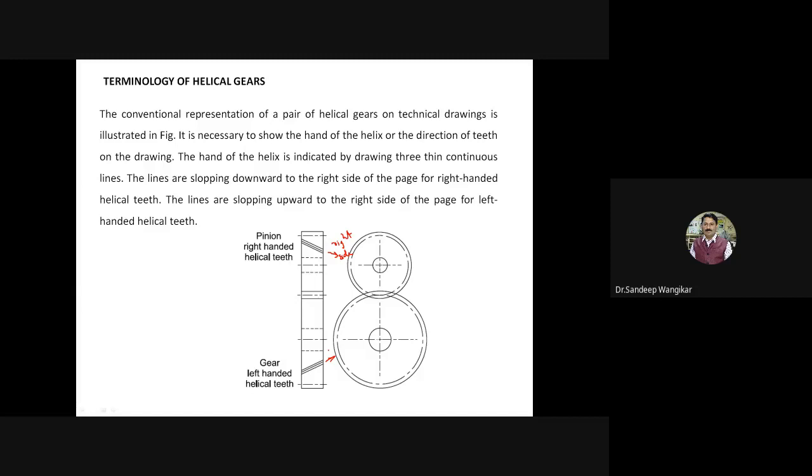So once again, I will repeat. If the lines are sloping downward towards the right side, I will call it right hand, and if sloping upward towards the right side of the page, I will call it left hand. Page means here we are discussing about slide or board or whatever. So this is the terminology for helical gears.